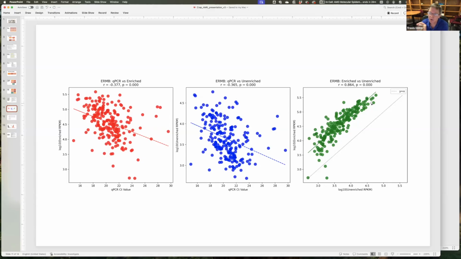Okay, so you could measure one way or the other and get a pretty good idea of what the other one's going to be. And that's not super surprising.